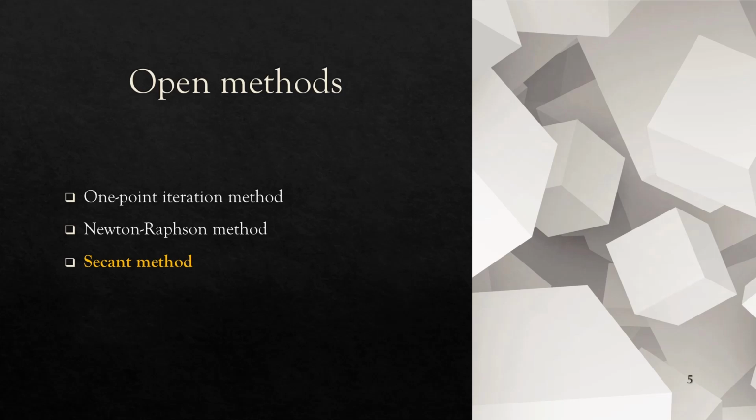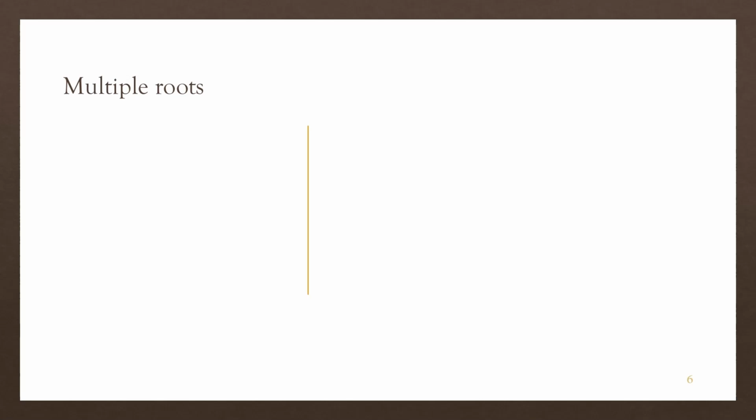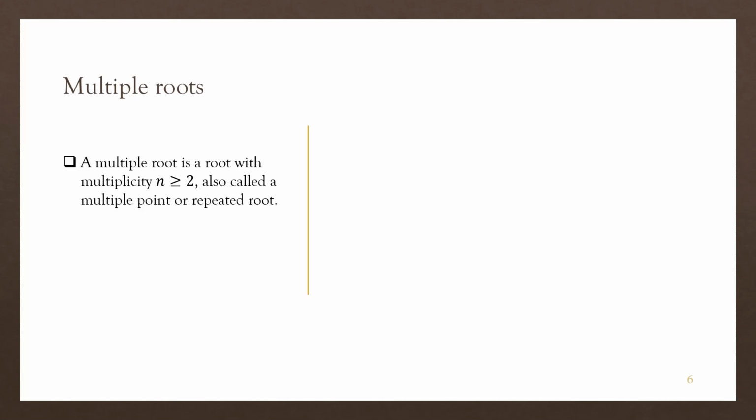Alright, so we have three methods that we have learned previously under the category of open methods. Now we talk about multiple roots. What is actually a multiple root? A multiple root is a root with a multiplicity of at least 2. So 2 or more. It can be 3, 4, and so forth. When you have a root like that, you call it a multiple root.